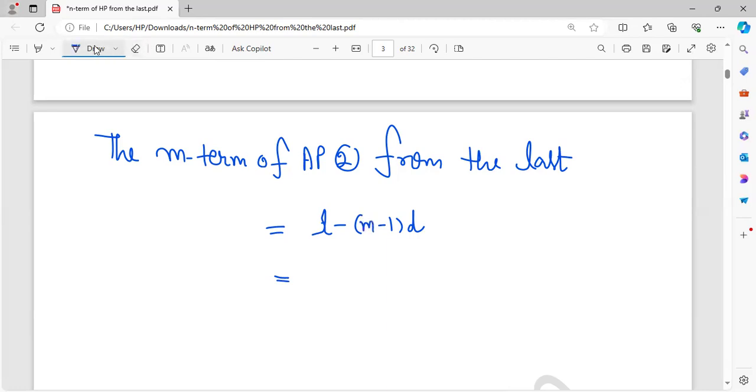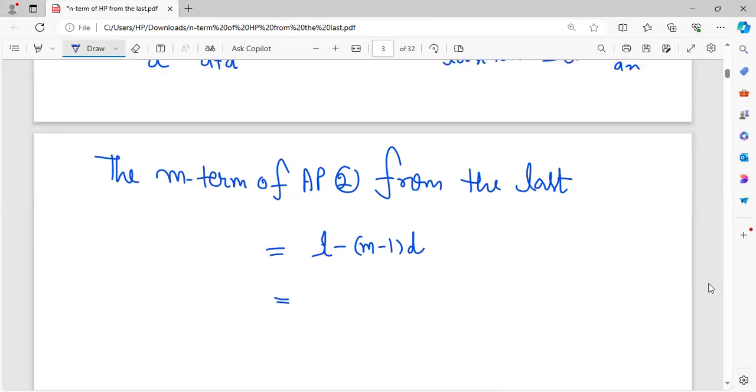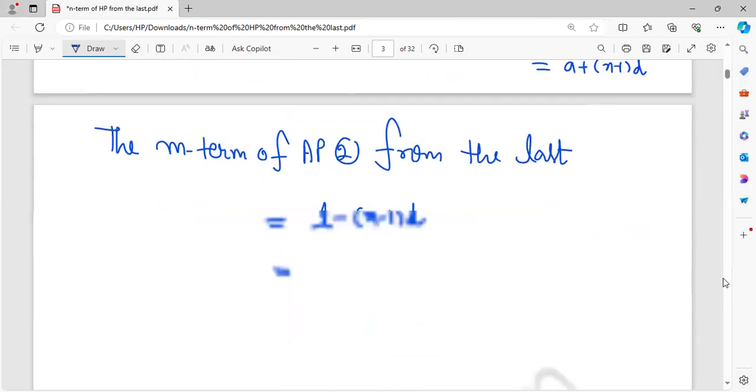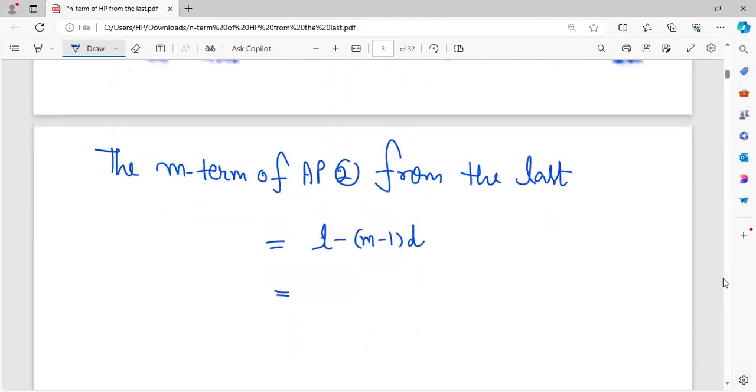If we put the value of L, what is L here? L is this last term, and this is the nth term. So this is A plus (n minus 1) into d. So you can put the value of L here. So what will you get then?